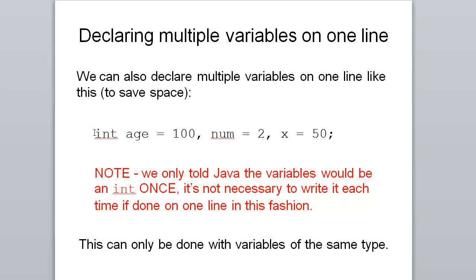This only works if all of the variables are of the same data type. So I couldn't declare an int, a double, and a string all in the same line. That wouldn't work. But I could do 3 integers, I could do 3 doubles, I could do 6 strings all in the same line if I wanted to.